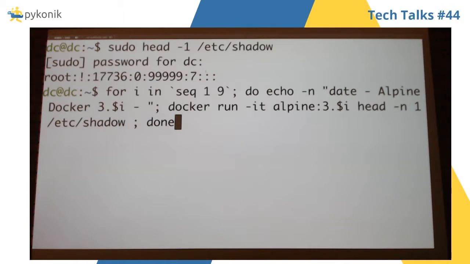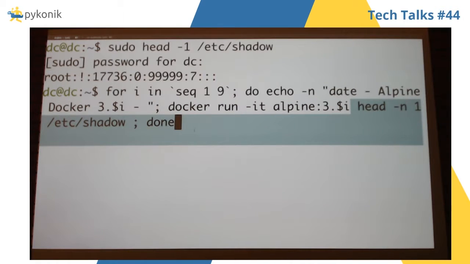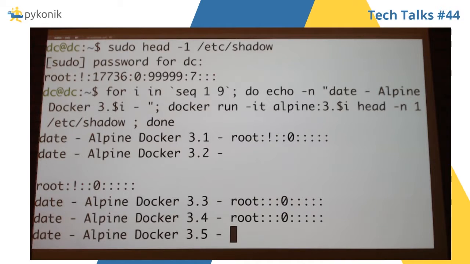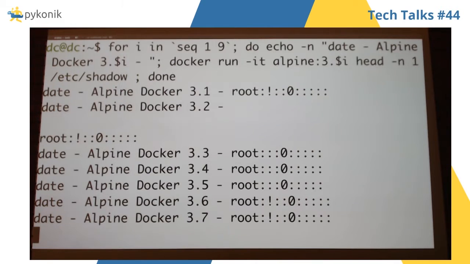So here I have a bash loop which goes through 1 to 9. Then it will print the date and also the Alpine version here. And then it will create a Docker container with a given Alpine version. And it will also print this /etc/shadow here. Oh, I pressed enter, so there is one more new line there.